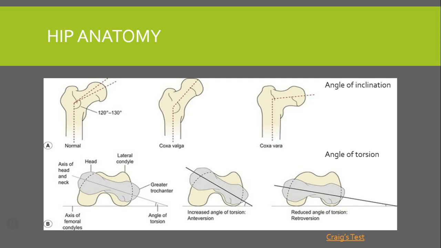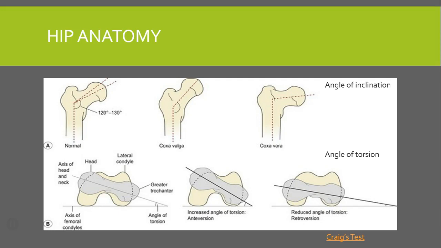The angle of torsion is the angle of the femoral neck in relation to the axis of the femoral condyles in the transverse plane. Normal angle of torsion is about 15 degrees. Increased angle of torsion is known as anteversion. This leads to decreased joint stability, increased femoral internal rotation, and results in a toe-in gait.